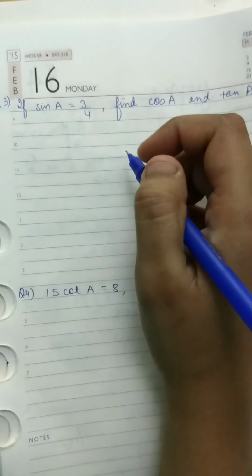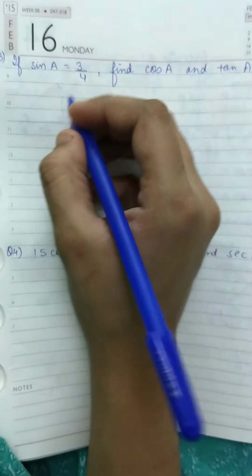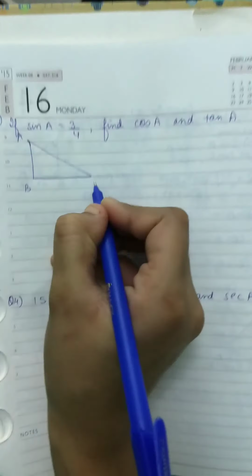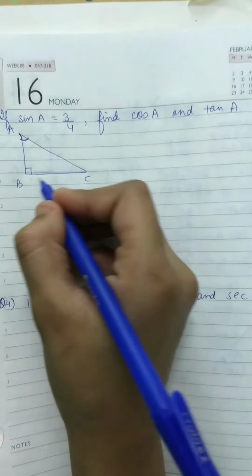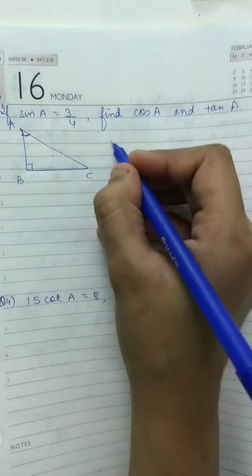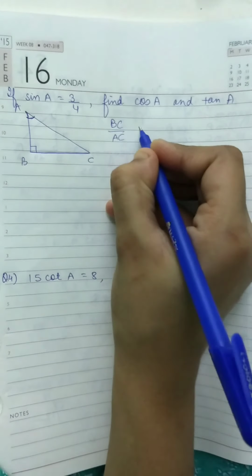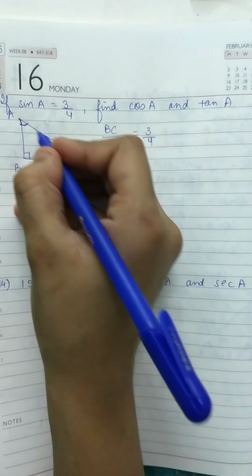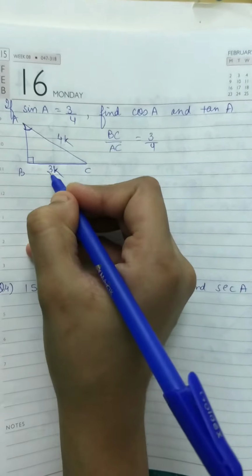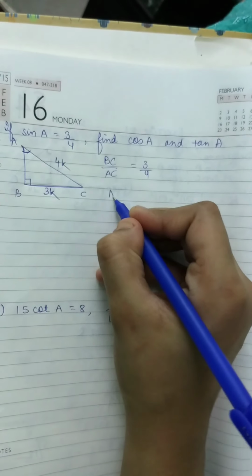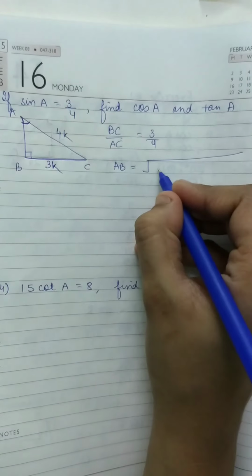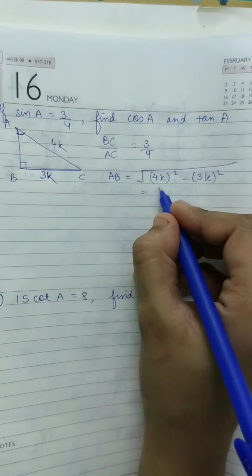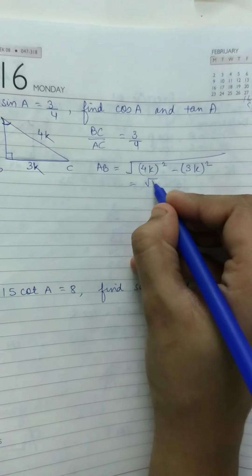Third question we have is, we have been given sine A is equal to 3 by 4. Here is a triangle ABC. And sine A, that means BC upon AC. BC upon AC is 3 by 4. That means BC can be written as 3K and AC can be written as 4K. So we have to find cos A. First we will find AB by the Pythagoras theorem, which gives us 4K square minus 3K square. 16 minus 9 is root 7K.